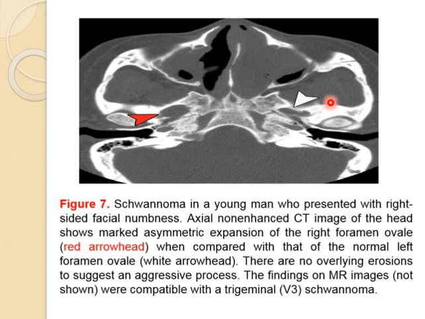As we see here, in the foramen ovale, there is this case of schwannoma in a young patient presented with right-sided facial numbness. This non-enhanced CT shows expansion of the right foramen ovale when compared to the left. There is no overlying erosion to suggest an aggressive process. The finding goes with trigeminal nerve schwannoma.